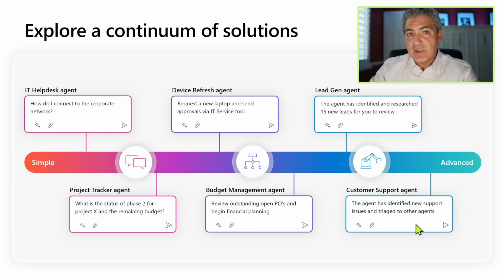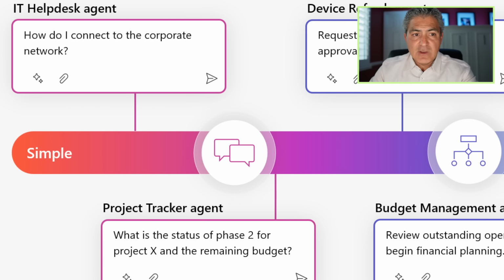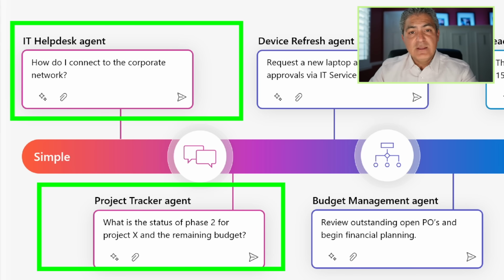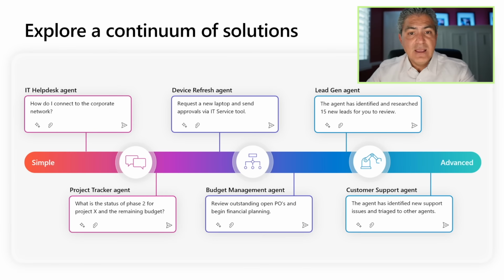Now, let's look at some examples of this, and we'll jump into a demo very soon. On the simpler side, we have an IT Helpdesk agent that you can just simply ask questions and it can access a knowledge base and provide you responses. Or maybe you have a project tracker that basically is able to provide you the status update of a certain project based on owners and action items. It's accessing a project plan or an Excel spreadsheet on the back end, and then using BizChat providing you those answers.